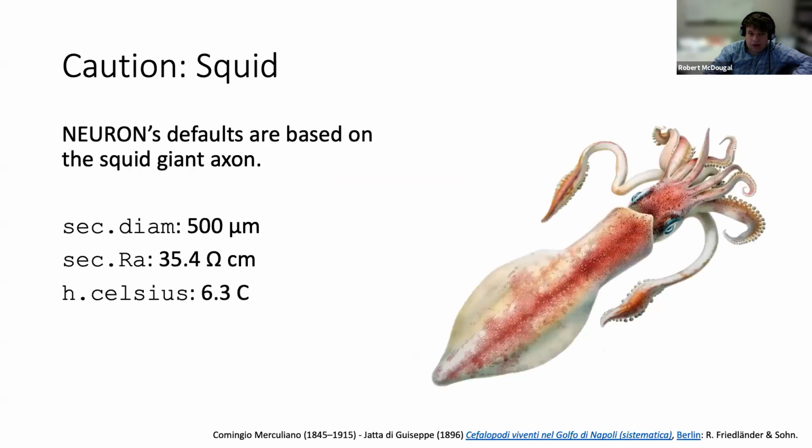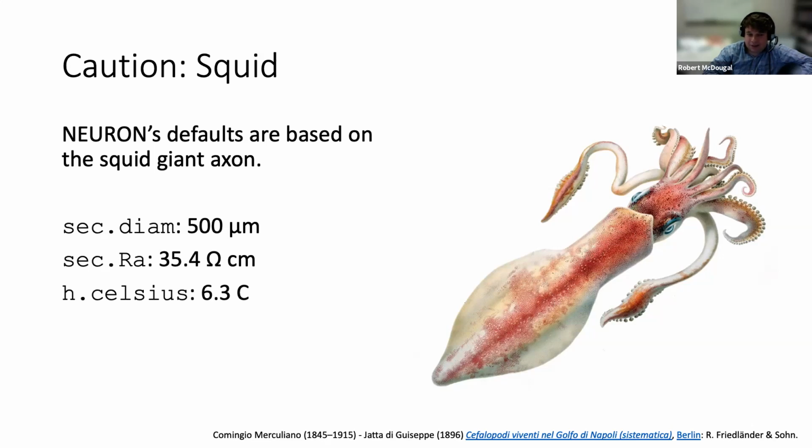All right, you already know this, but I'm going to say it again anyways. Hodgkin and Huxley worked with squid. Neuron's default units are built around the squid. So if I just create a section and I do nothing, the diameter is going to be 500 microns. This is not appropriate for mammals. It's perfectly fine for the squid giant axon, but don't use a 500 micron diameter for mammals. If you're studying mammals, you're going to want something smaller.